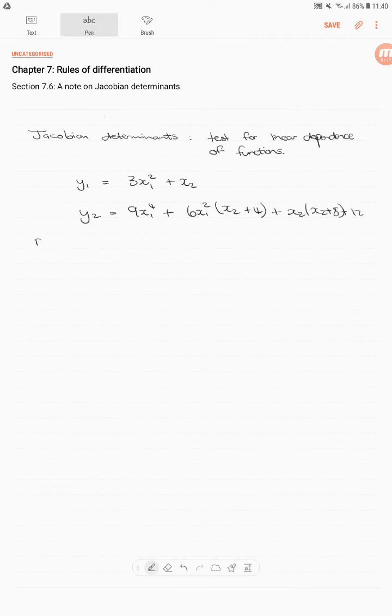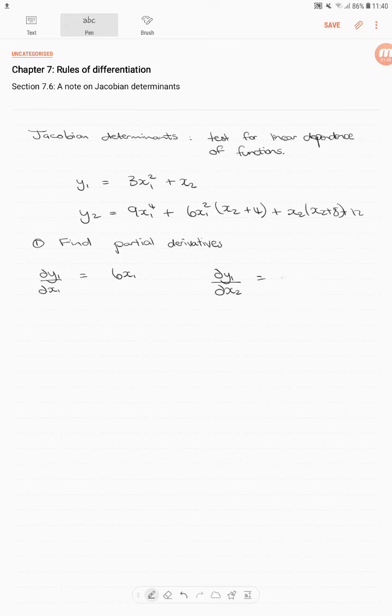So step 1 would be find the partial derivatives. For partial derivatives, see the previous videos. So we want dy1 dx1, which would be equal to 6x1, and we want dy1 with regards to dx2, which would be equal to 1.